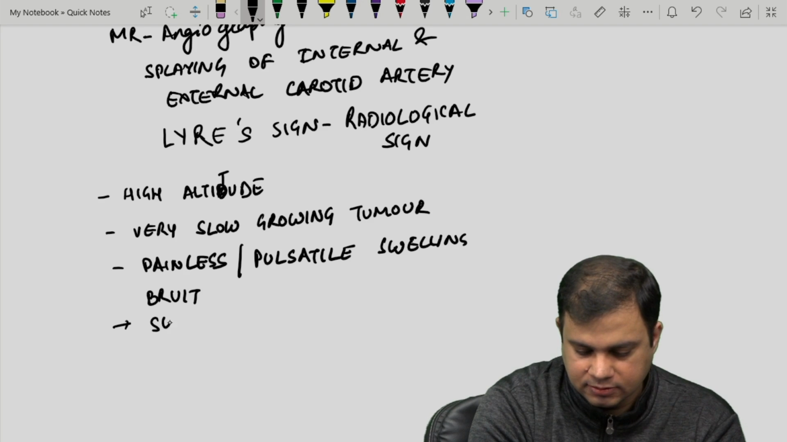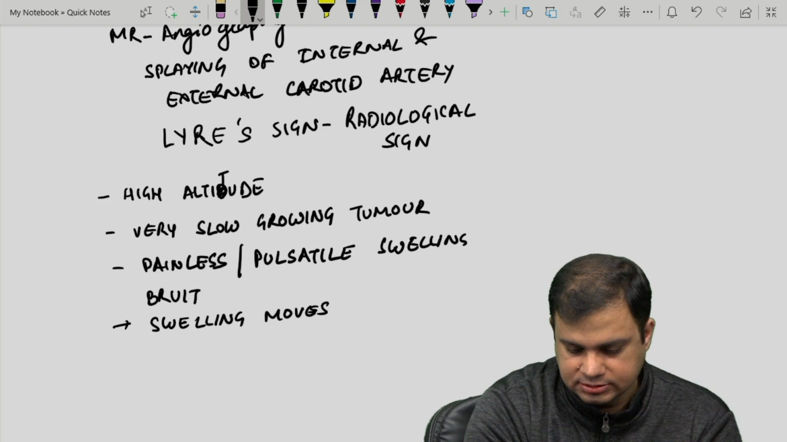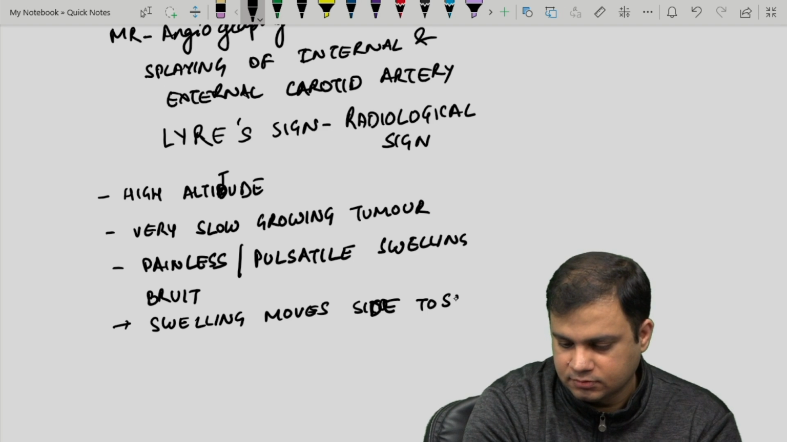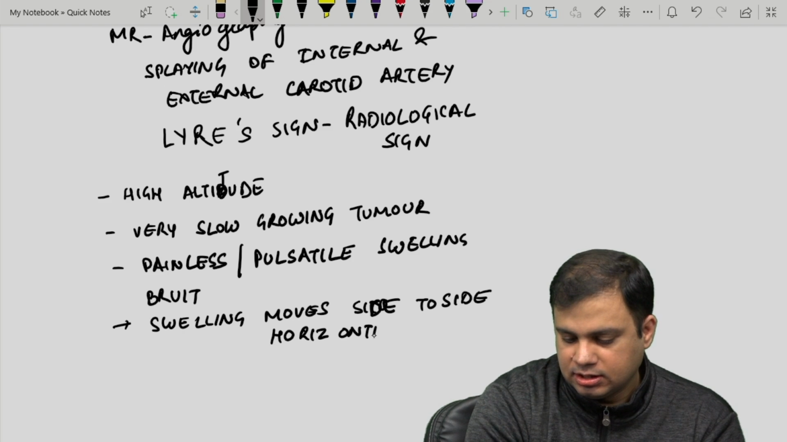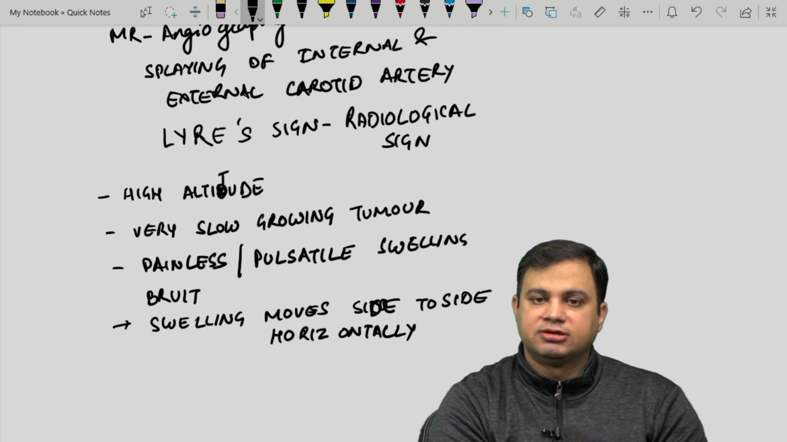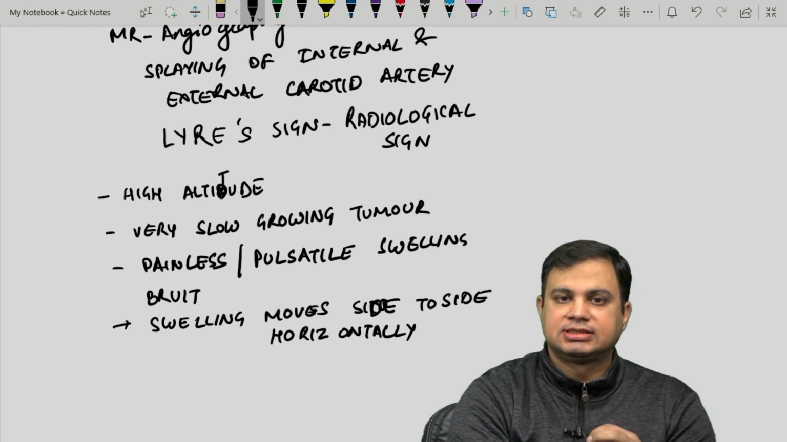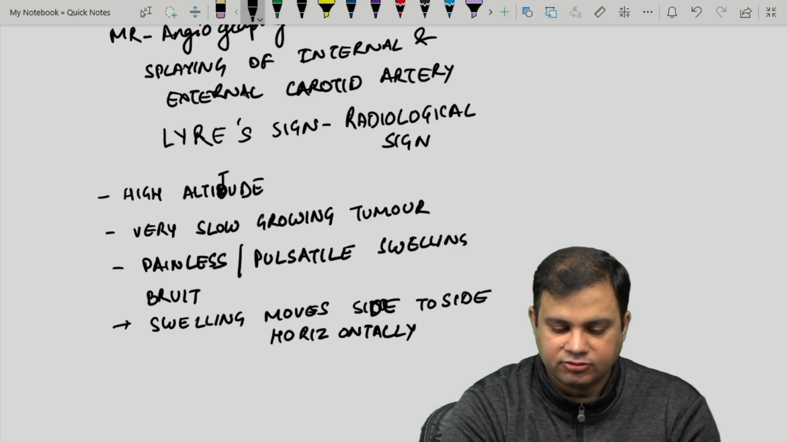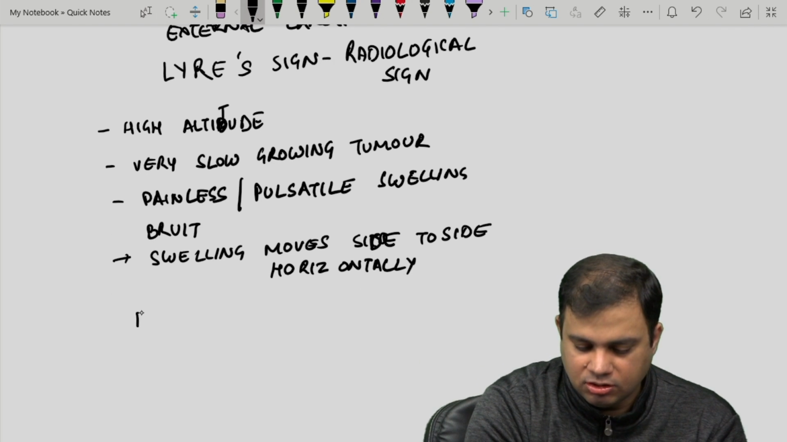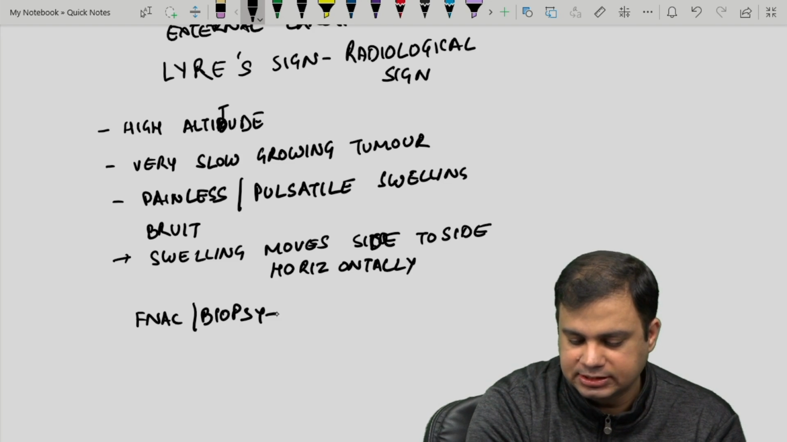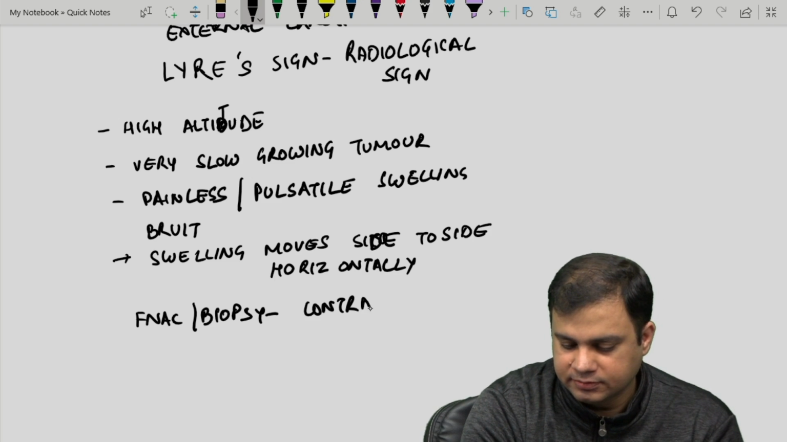So this swelling moves side to side, that is, it moves horizontally, and it does not move vertically. That is one of the hallmark features of this swelling. So we have to diagnose this case clinically, and we do not have to do an FNAC or a biopsy. FNAC or biopsy is contraindicated.